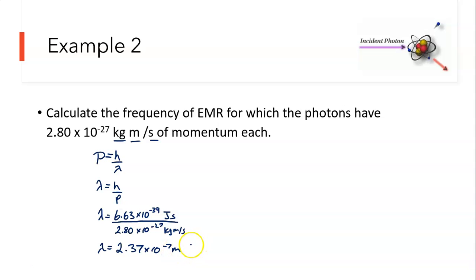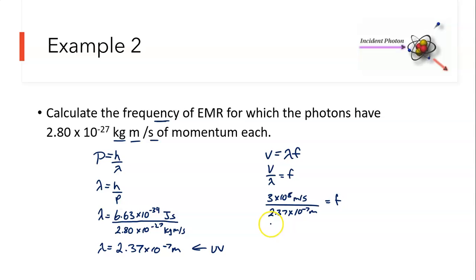Being a little bit shorter than blue light, this is ultraviolet. But we're actually asked about the frequency, and so we can use that universal wave equation. Solving for frequency means we take 3 times 10 to the 8 meters per second, that speed of light, and divide that by 2.37 times 10 to the negative 7 meters. That gets you a frequency of 1.27 times 10 to the 15 hertz.